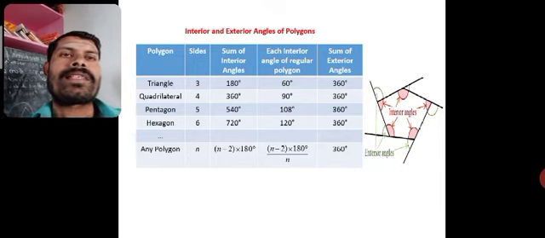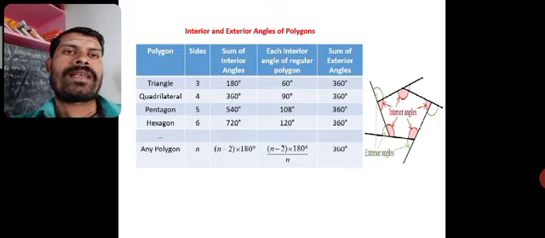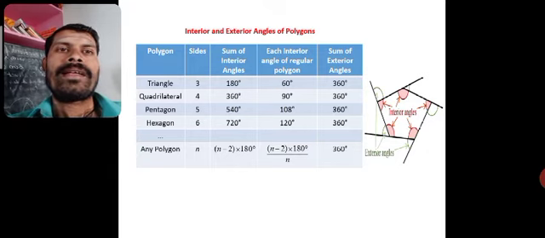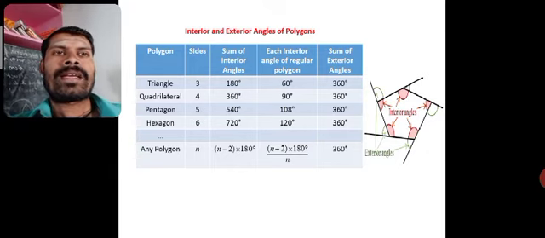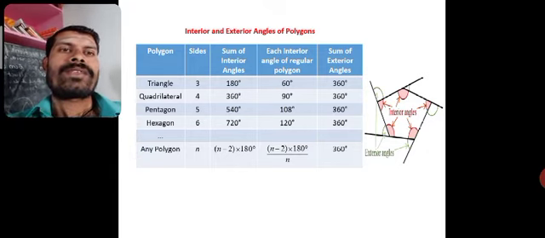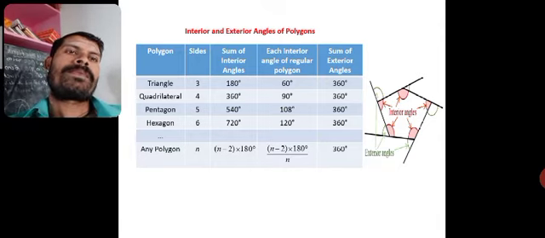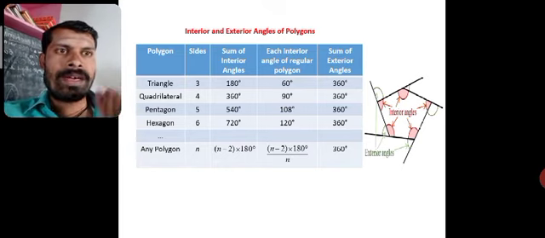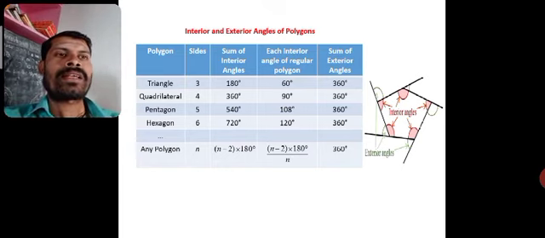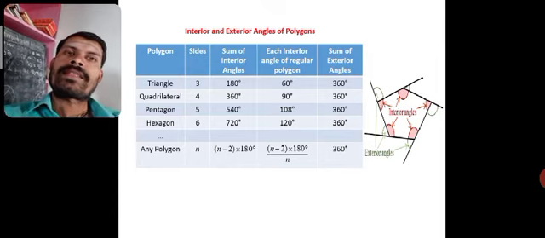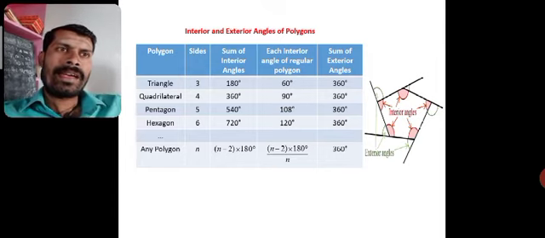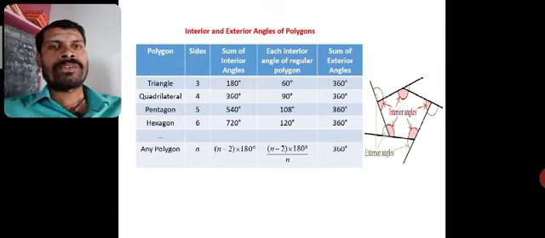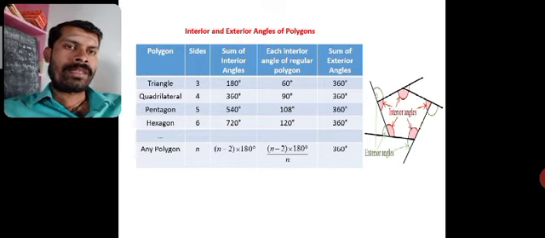For comparison, you can see in this figure a triangle, which has three sides. The sum of the interior angles is 180 degrees. So 180 by 3 gives 60 for a regular polygon. That means 60 degrees; it is an equilateral triangle. The sum of the exterior angles is again 360 degrees. In each case you are going to get the exterior sum as 360 only, because it's a complete circle.